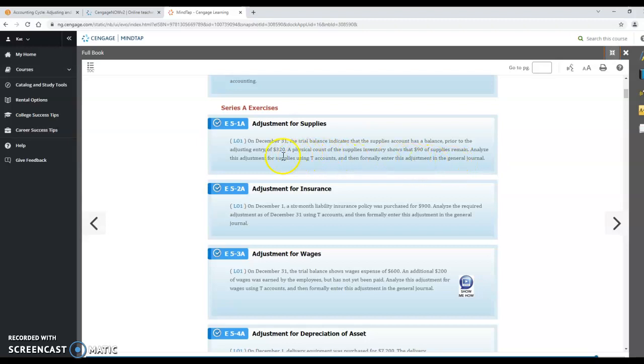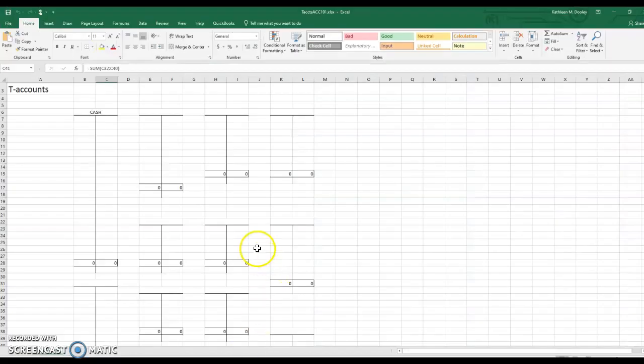And so we have $320 in the supplies asset account, but when we count up the supplies on the shelf, there's only $90. So we're going to go to our T accounts, and here we have a supplies account, and there's a $320 balance in there. And of course we know that supplies is an asset, and therefore this balance is a debit balance.